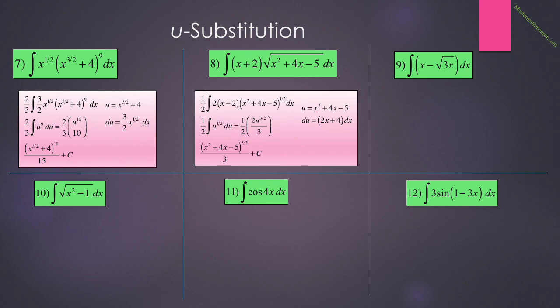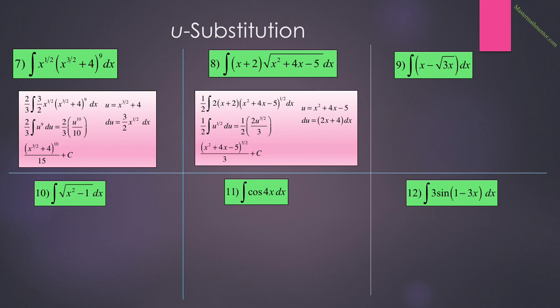Number 8 reads the integral of quantity x plus 2 times the square root of x squared plus 4x minus 5. In this case, there are two expressions in parentheses. Usually in that case, u is the more complicated expression, and in this case, u will be x squared plus 4x minus 5, and du is equal to quantity 2x plus 4 dx.